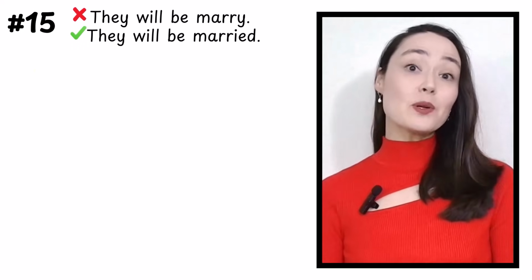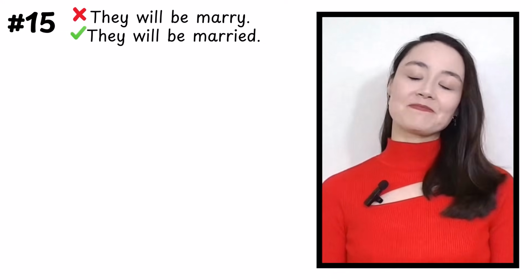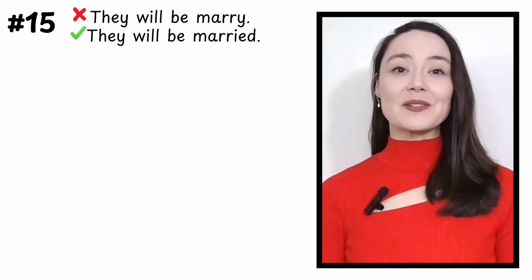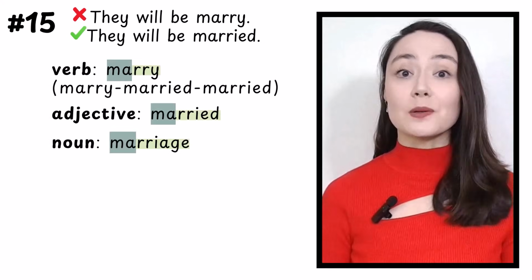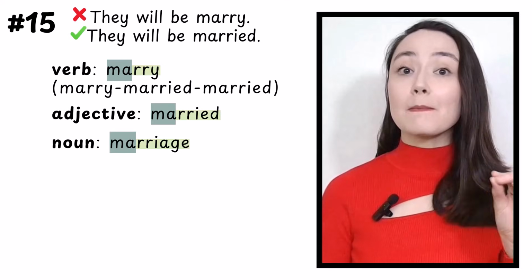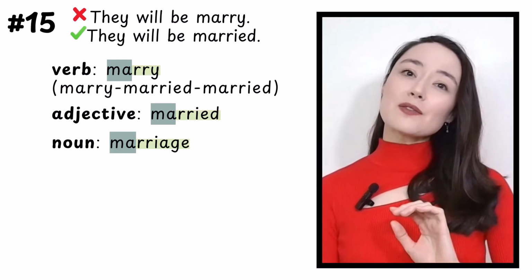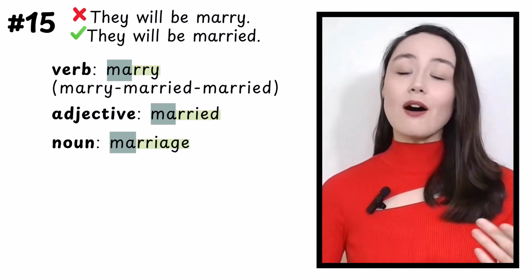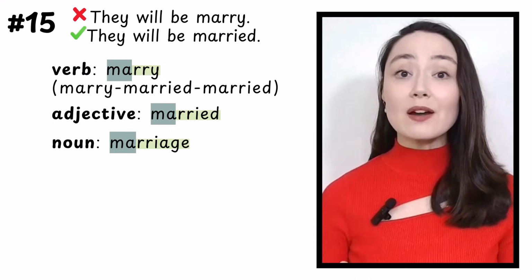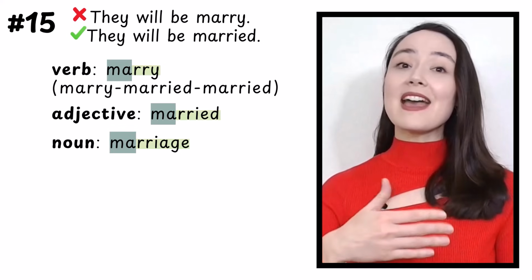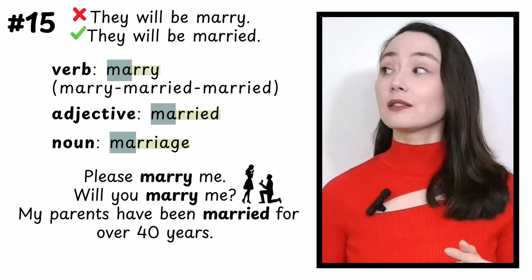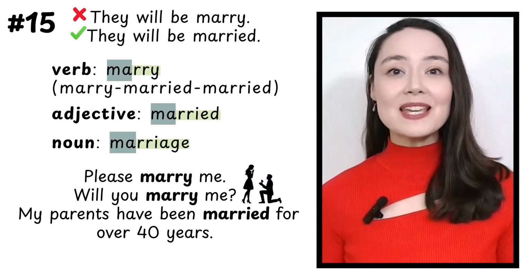They will be married. Let's look at these words here. Marry is the verb. Marry, married, married. This can be confusing because married is also the adjective. Marriage is the noun. Please marry me. Will you marry me?